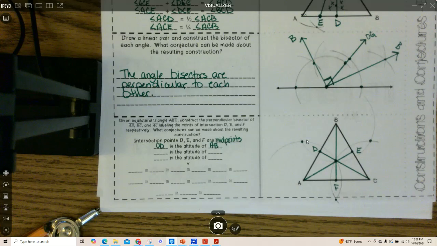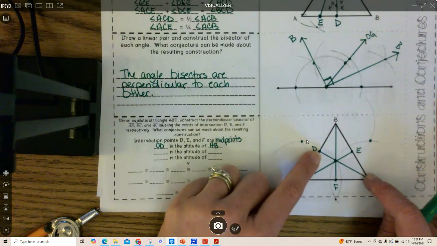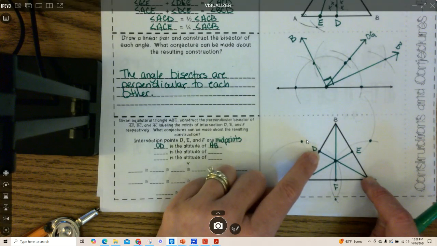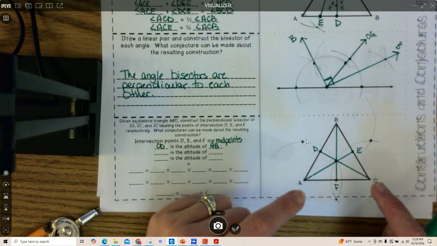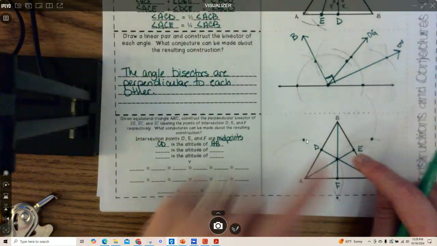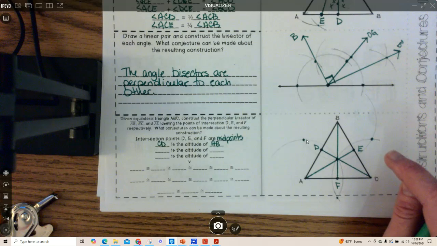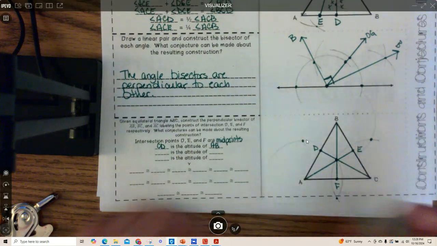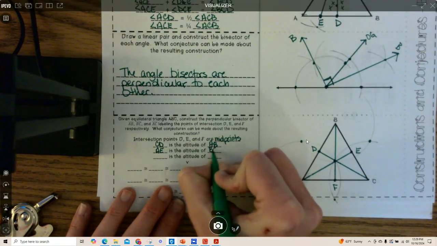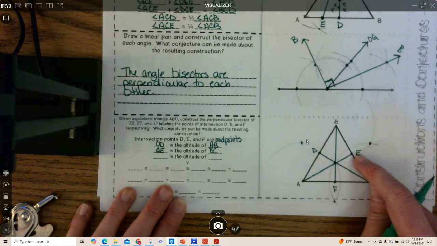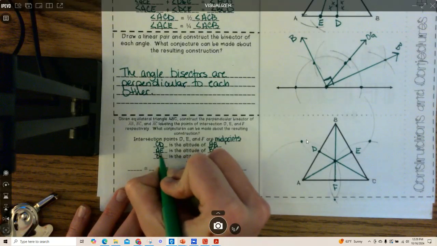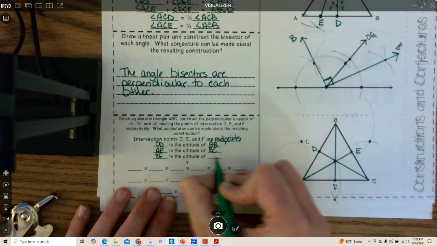We're going to do more with altitudes later. So this line is perpendicular, it goes through the midpoint of this side, and it goes through the opposite vertex. That's an altitude. This triangle, we've got 3 altitudes. You'll always have 3 altitudes because you've got 3 sides and 3 angles. So the next one is A to E. AE is the altitude of what side? BC. So it's the side that it hits. And then finally, BF is the altitude of what side? AC.